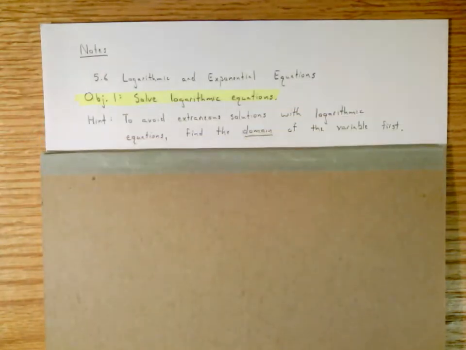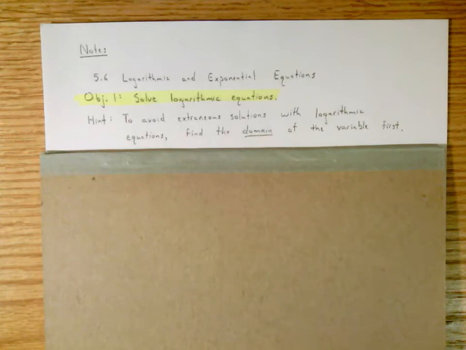Before we do any problems, I want to give you a quick hint. In order to avoid extraneous solutions with logarithmic equations, find the domain of the variable first. Remember that the argument of a logarithm needs to be positive, and so we only want to find solutions that lead us to a positive argument. Any other solutions are extraneous.